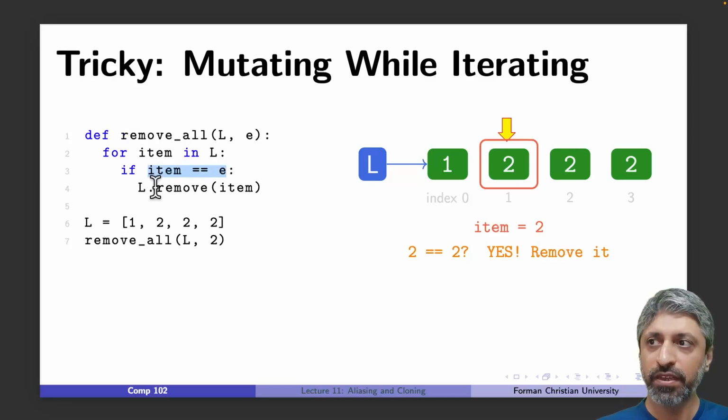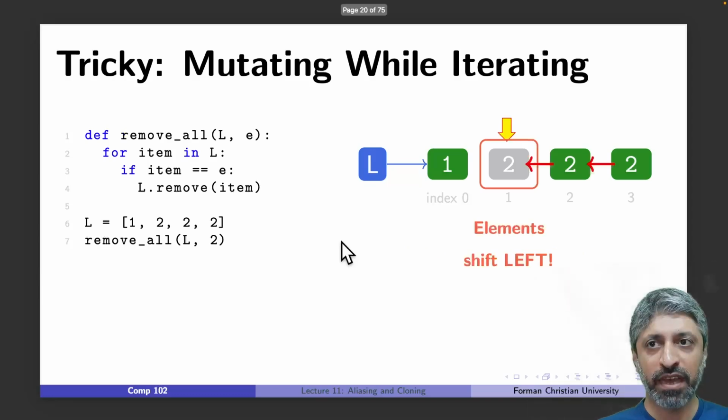That is correct. So you remove this item, and now here you have to look very carefully. When you remove this item, this is going to create a gap there, and when there's a gap, it's going to fill this gap by shifting all the items from right to left, right?